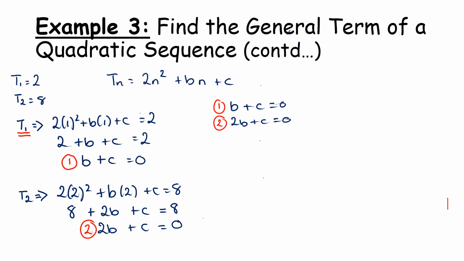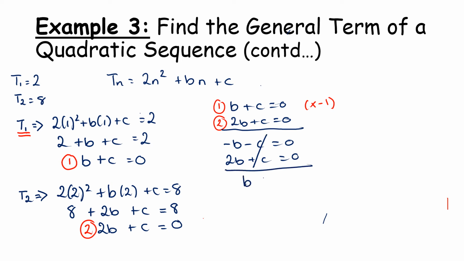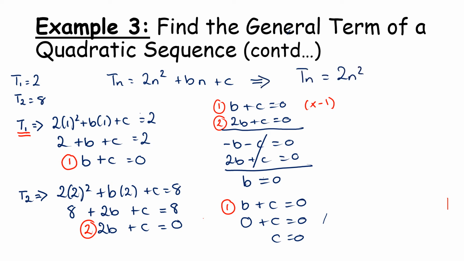So we have b plus c equals 0 and 2b plus c equals 0. I'm going to multiply the top line by minus 1 so that we can eliminate the c. So minus b minus c equals 0, and 2b plus c equals 0. Our c's eliminate and I'm left with b equals 0. I go back to equation 1, b plus c equals 0. If b is 0, then c must also be 0, which gives us our final answer of Tn equals 2n squared plus 0 plus 0, which we don't need to put in. So Tn is equal to 2n squared.